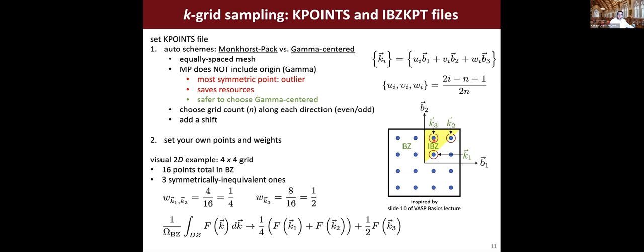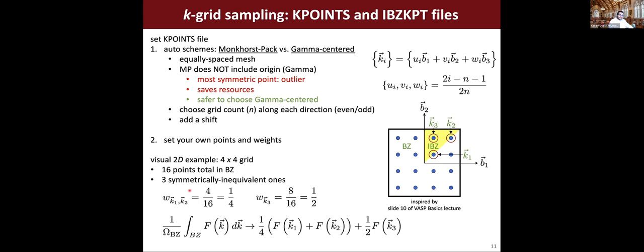This is the irreducible Brillouin zone, this wedge here. Of the whole space, this is the symmetrically inequivalent piece, and therefore we want to focus our calculations on that piece and then unfold it for the rest of the space. What that means is that we want to account for the fact that this point is going to be equivalent to this point, and this point. So it's going to have a weighting of 4 out of 16. That's the idea. So we have three inequivalent points.